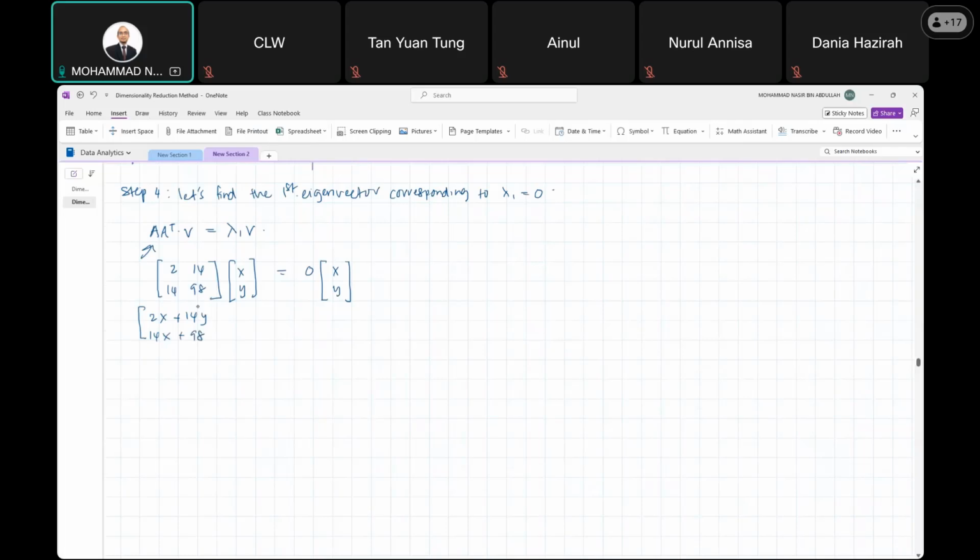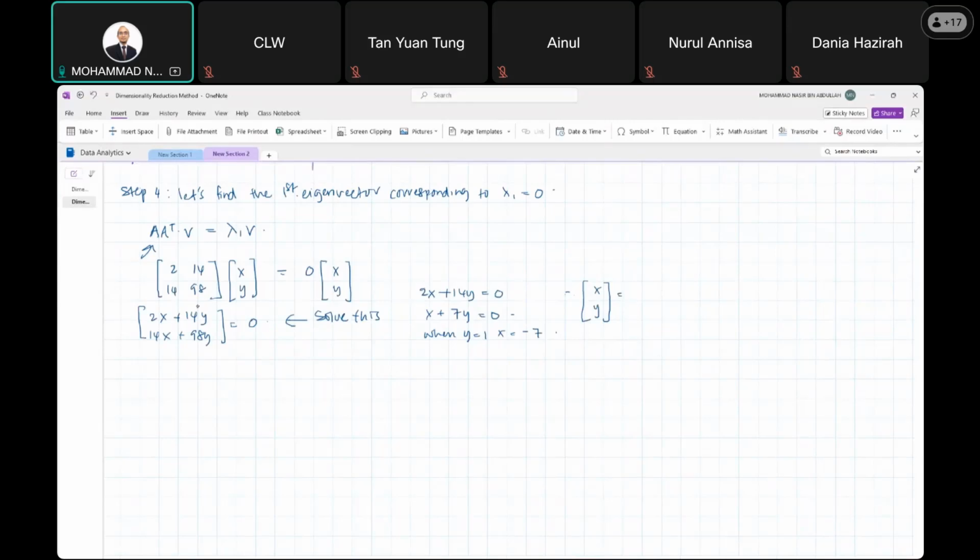Plus 98y, right, to be equal to 0. So then we need to solve this, right? Let's look at the first one, 2x plus 14y equal to 0. We can remove the 2 in front of x. This is going to be 7y equal to 0. So when y equal to 1, x will be equal to negative 7. So then our X and Y here will represent negative 7 and 1.